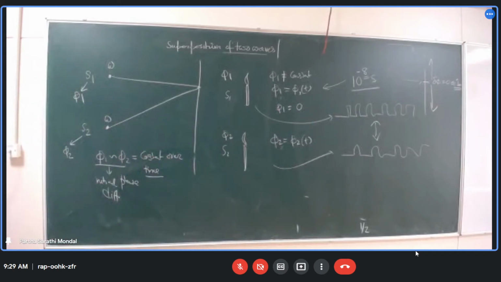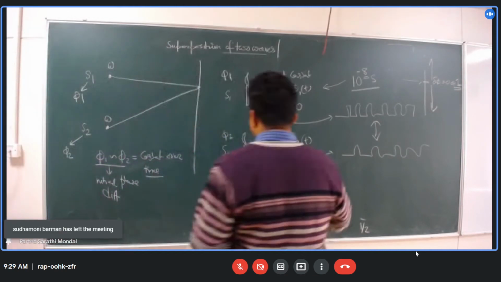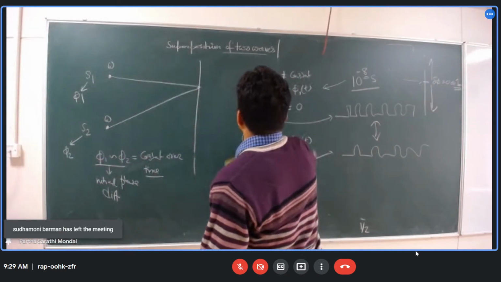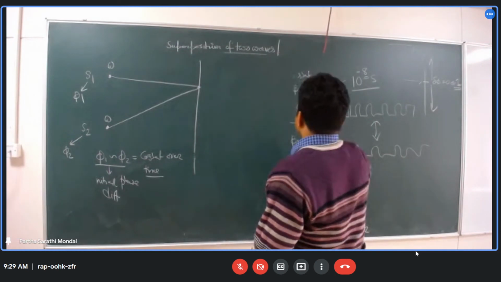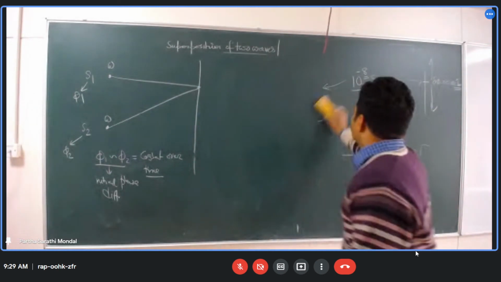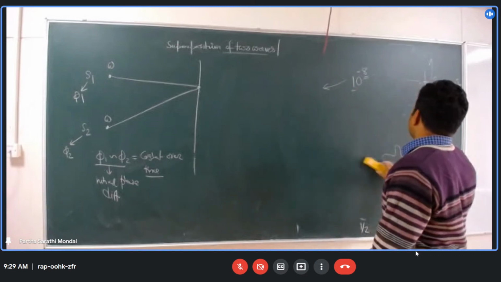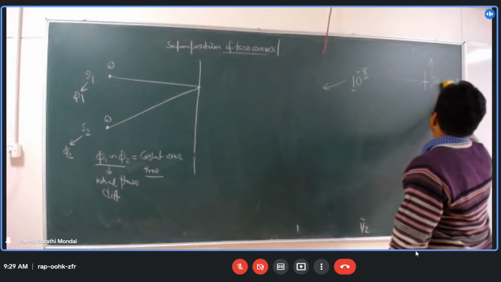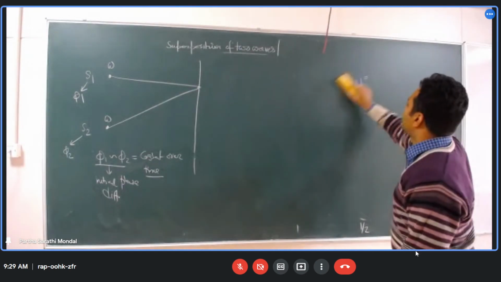So instead of using two independent light sources, we can use one light source and we can divide it in two by several manners. In our case, we will use two methods of producing two sources from one. One is called division of wavefront, another is called division of amplitude.